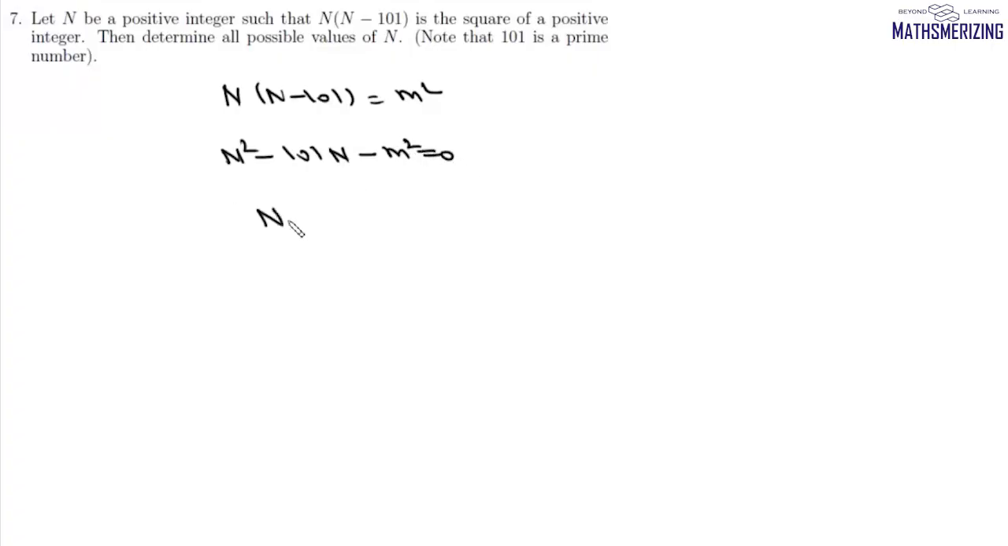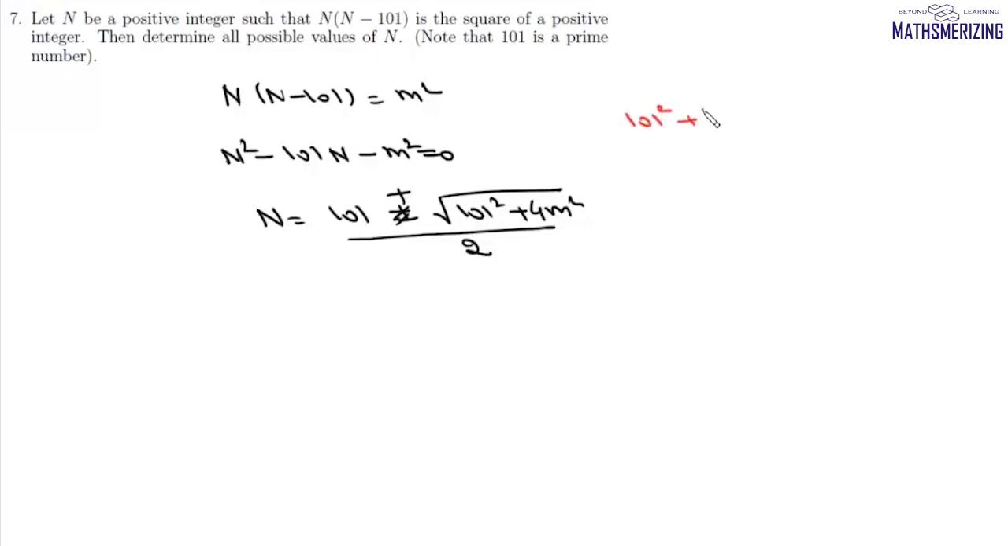Now we can write this n as 101 plus minus under root of 101 square plus 4m square, upon 2. Now since n is a positive integer, we'll take this plus sign here, and also it is an integer. That means this expression within the square root, which is 101 square plus 4m square, it must be perfect square of some integer, say k. So here k belongs to set of integers.